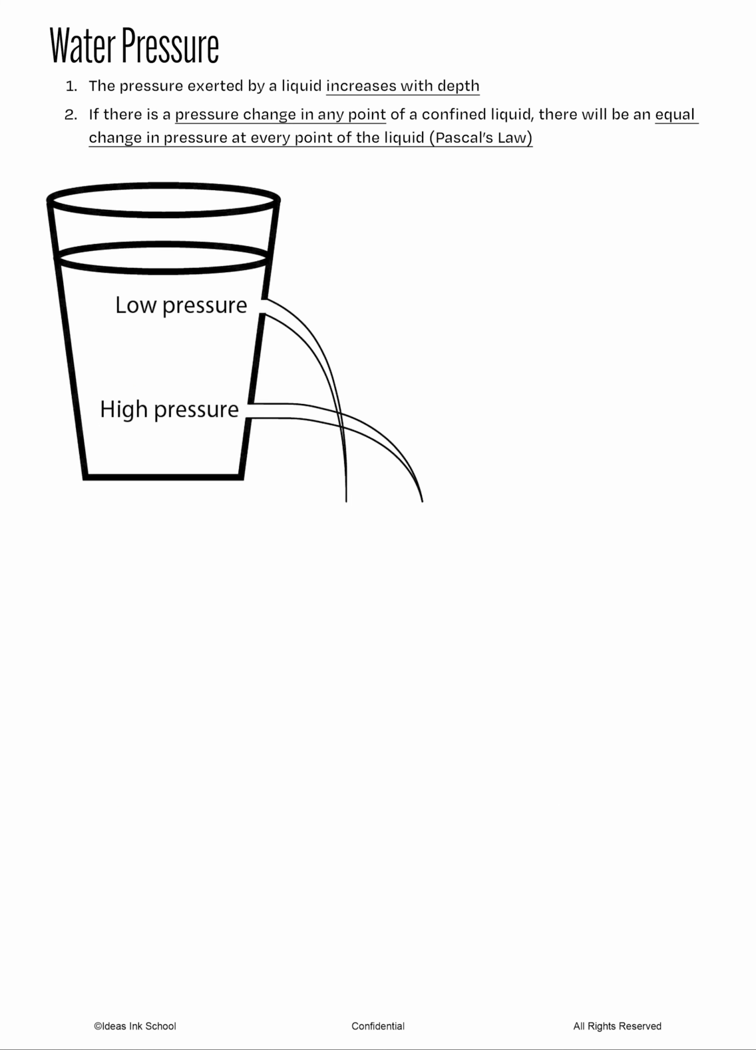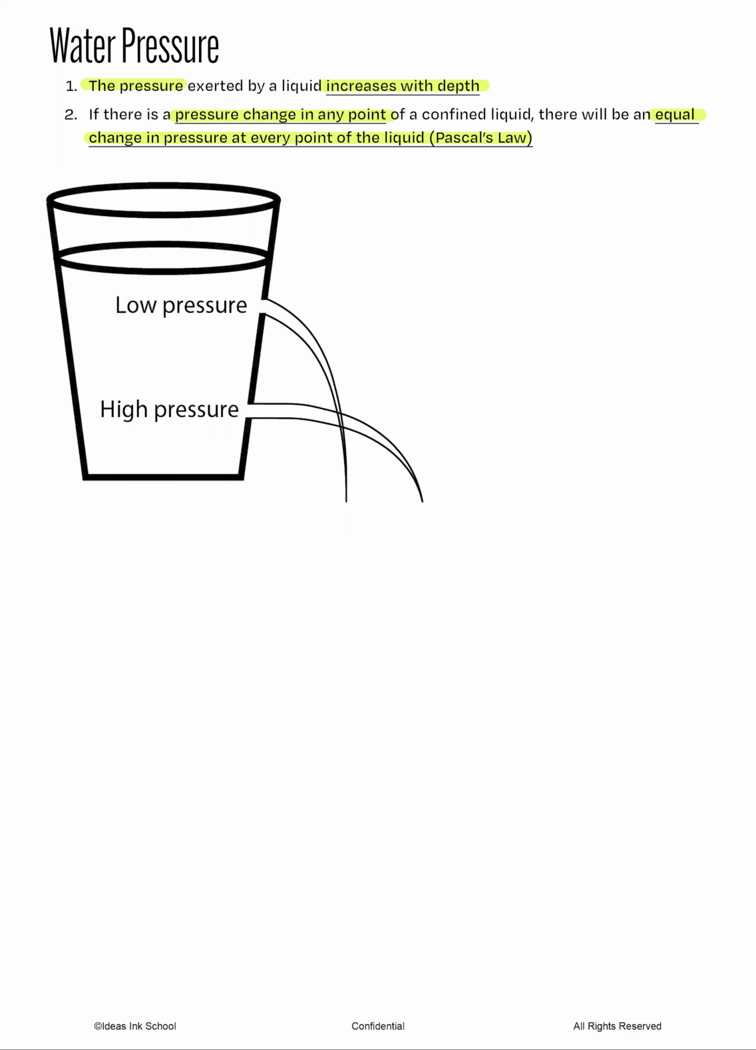Water pressure follows Pascal's law, which states that number 1, water pressure will increase with depth. And number 2, if there is a pressure change at any point of a confined liquid, there will be an equal change in pressure at every point of the liquid. This is why the opening of a dam must be located far away from the water surface. When that occurs, the pressure of water gushing out will be very high, and thus more kinetic energy from the flowing water can be converted to electrical energy.